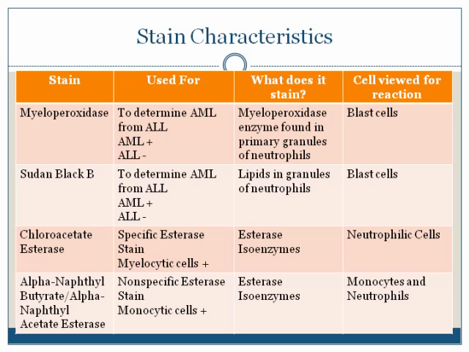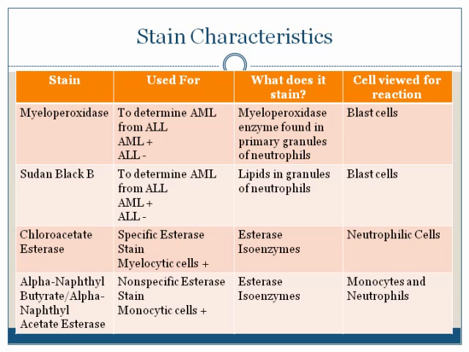Myeloperoxidase stain is going to stain exactly what it's titled, the myeloperoxidase enzyme. That enzyme is found in the primary granules of neutrophils. In Sudan black B, it is specifically staining lipids in the granules of neutrophils. In both, we are looking at the myeloblasts, the blast cells, to determine if they're positive or negative. So remember that myeloperoxidase, Sudan black B: AML positive, ALL negative.